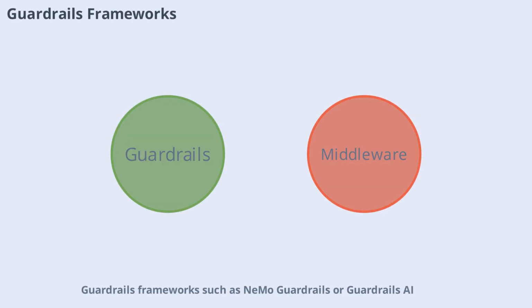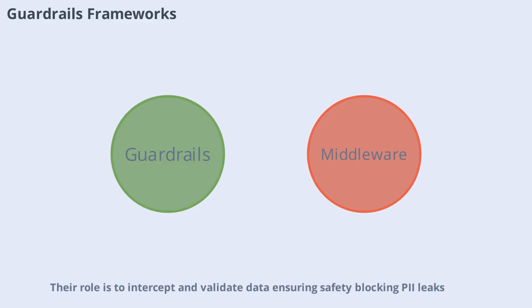Guardrails frameworks such as NeMo Guardrails or Guardrails AI act as middleware layers within your LLM architecture. They function as reverse proxies sitting right before the LLM input and after the LLM output. Their role is to intercept and validate data, ensuring safety, blocking PII leaks, checking for prompt injection, and verifying formatting before passing payloads forward. This extra layer of protection is essential for maintaining trust and compliance in production AI systems.